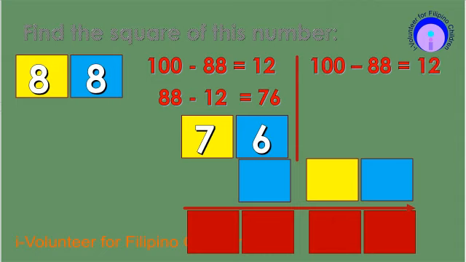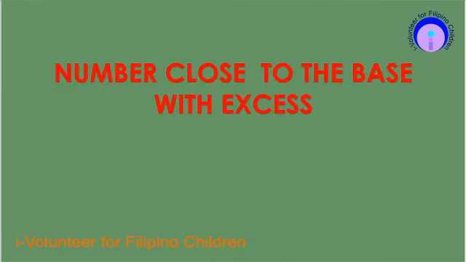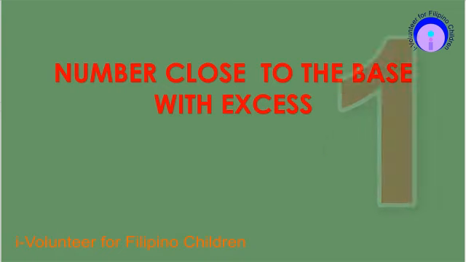Since the deficiency is already known, we will square 12. 12 times 12 is equal to 144, and we will write it under the hundreds place. Now we get the final answer. The final answer is 7,744.